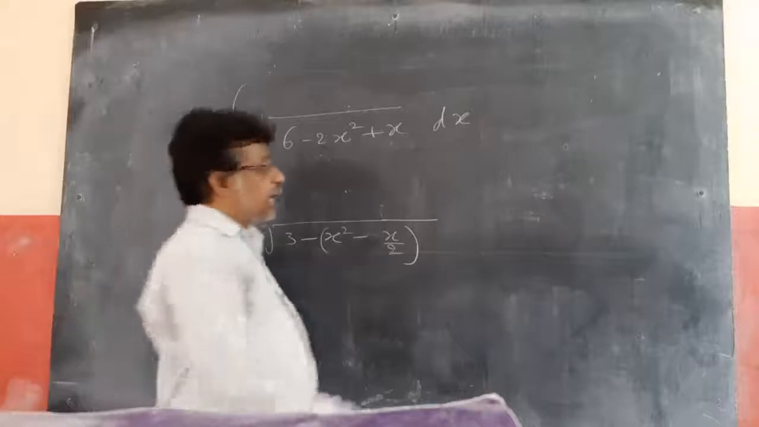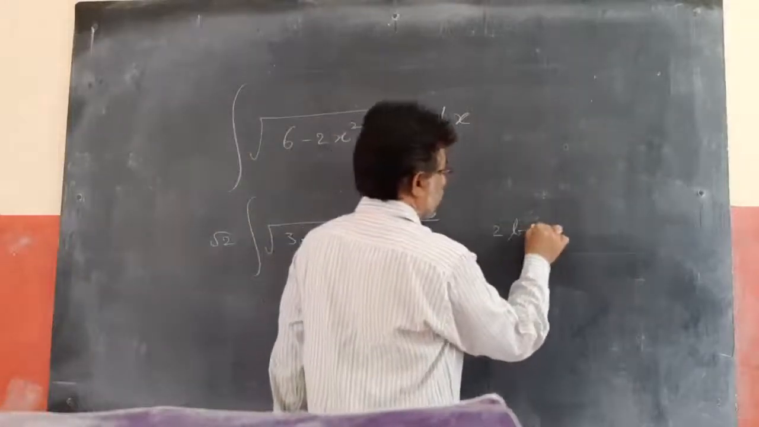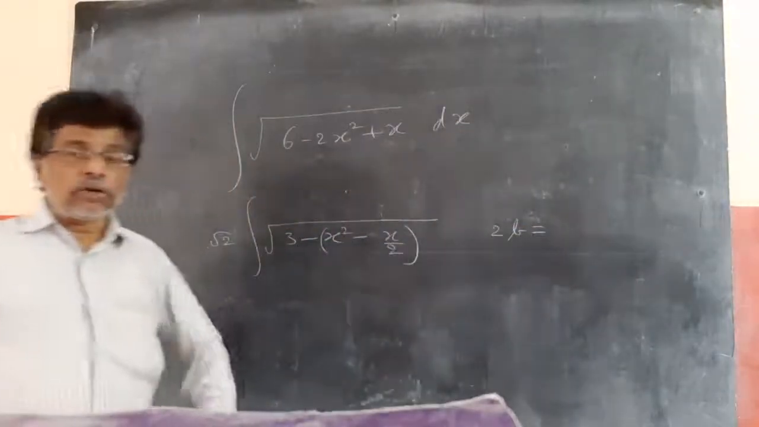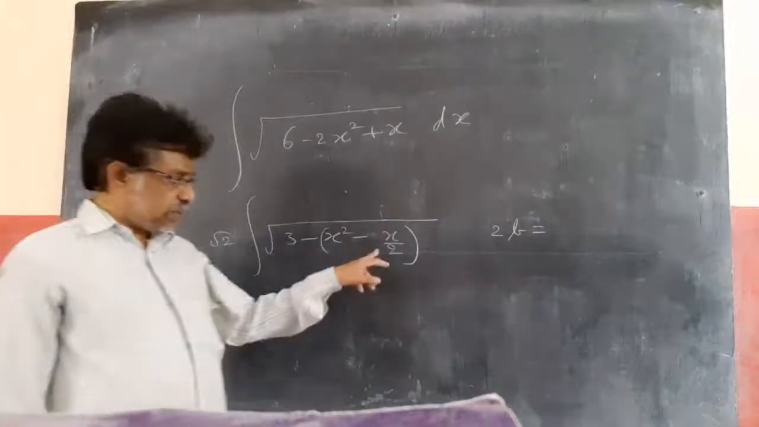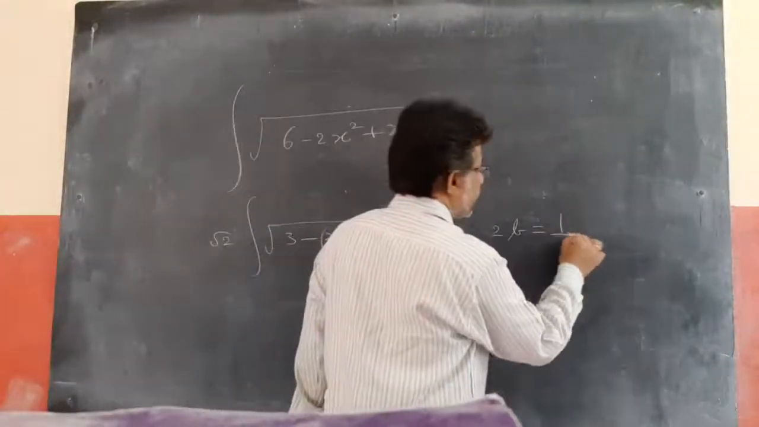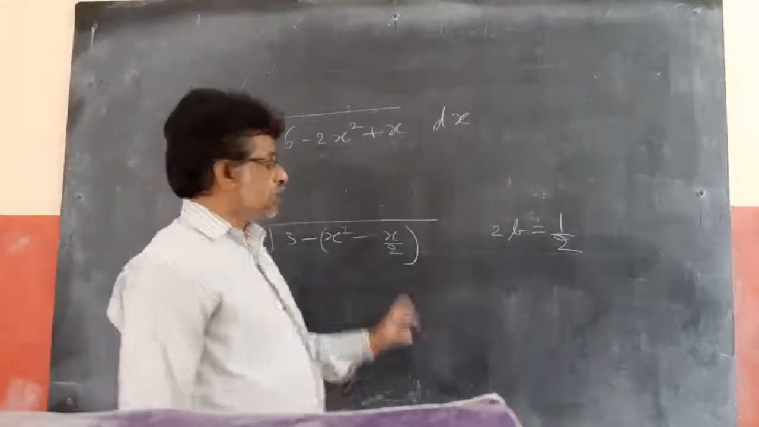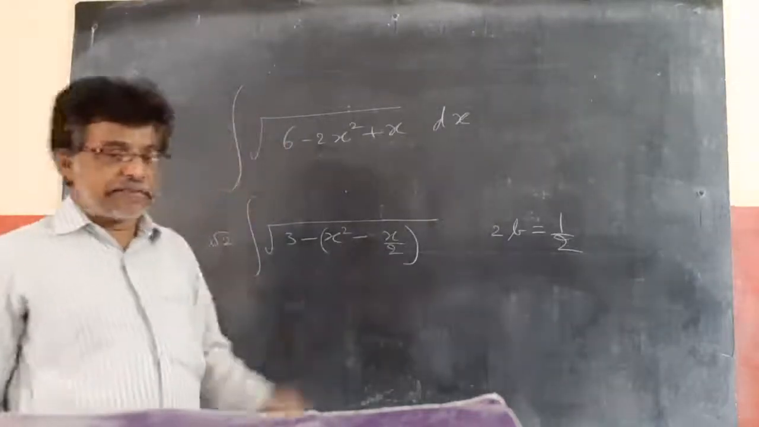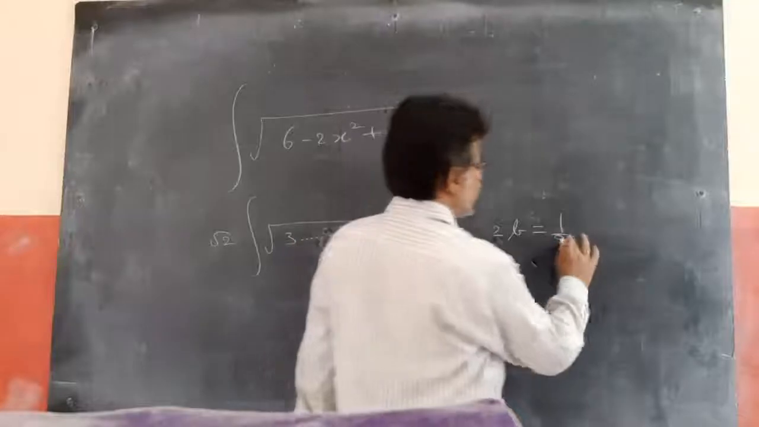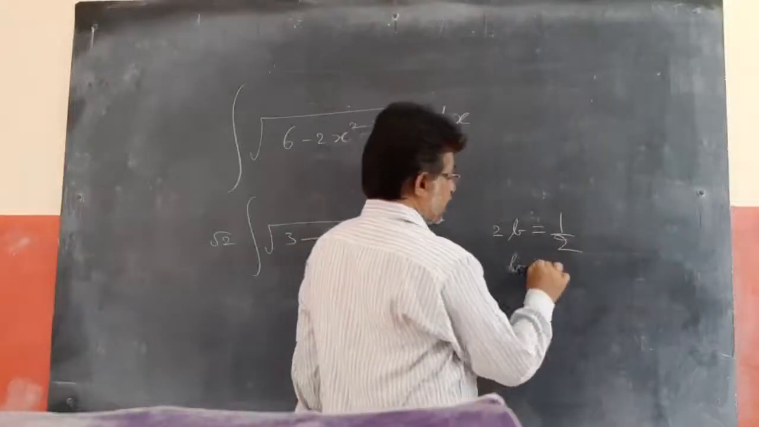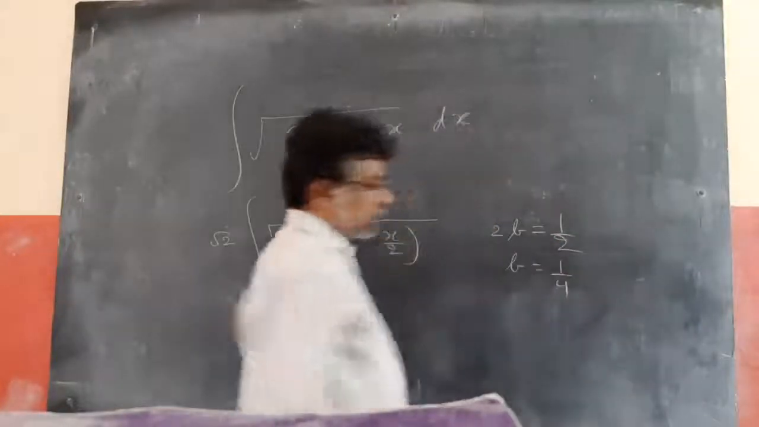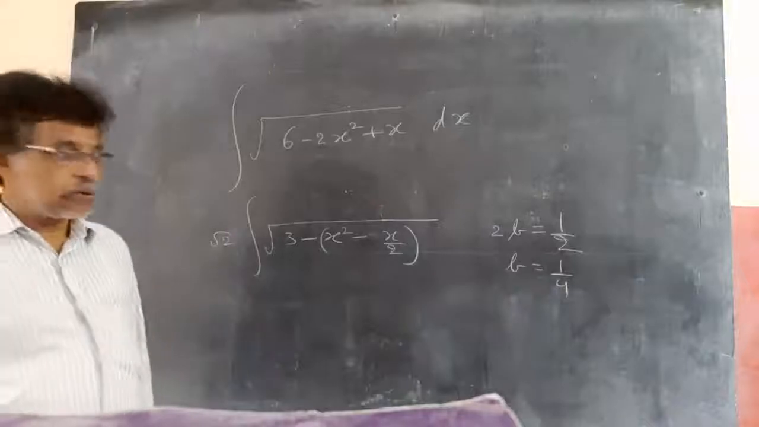Now what I told: let 2b be equal to the x coefficient. What is the coefficient of x here? 1 by 2, minus 1 by 2. No need to consider the sign, I told. This is a minus b whole square or a plus b whole square you will get. So 2b equals 1 by 2, b is equal to 1 by 4.